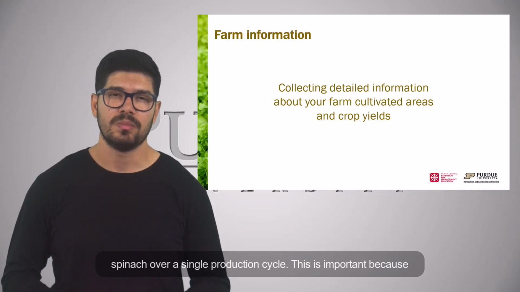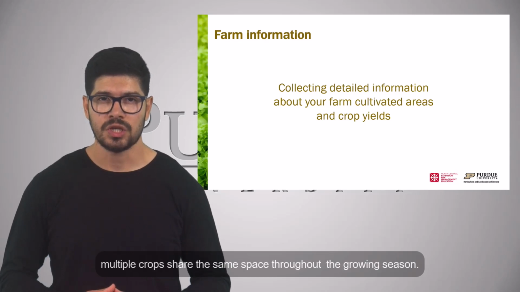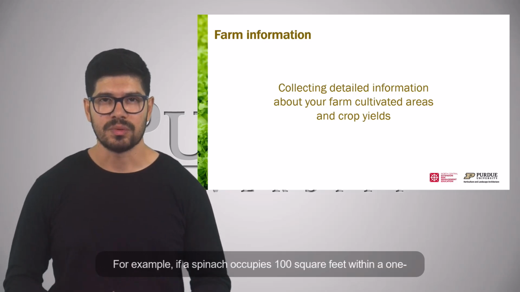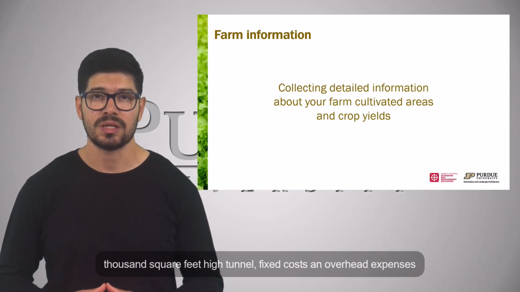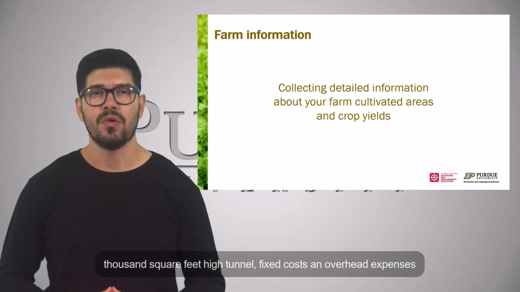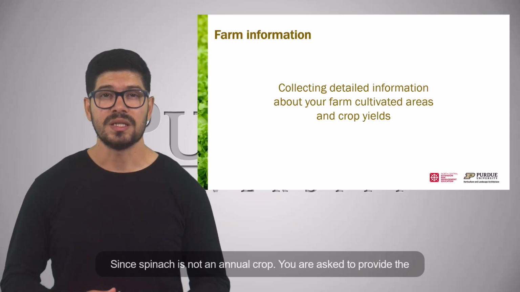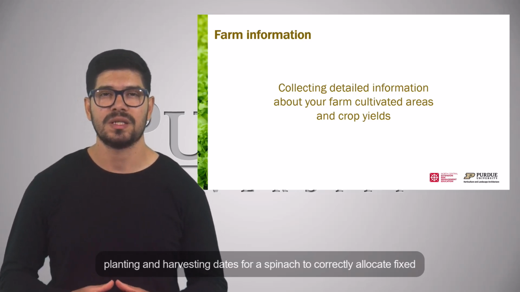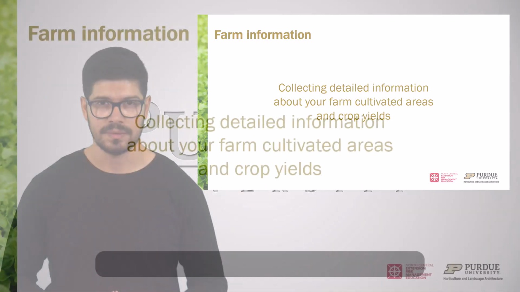This is important because high tunnels are often used as an intercrop system where multiple crops share the same space through the growing season. For example, if spinach occupies 100 square feet within a 1,000 square feet high tunnel, fixed costs and overhead expenses will only apply to 10% of the tunnel area. Since spinach is not an annual crop, you are asked to provide the planting and harvesting dates for spinach to correctly allocate fixed costs and overhead expenses based on the production cycle length.